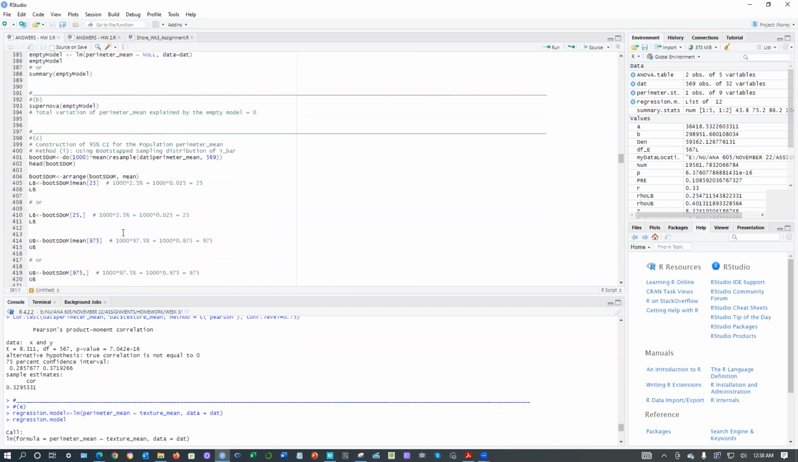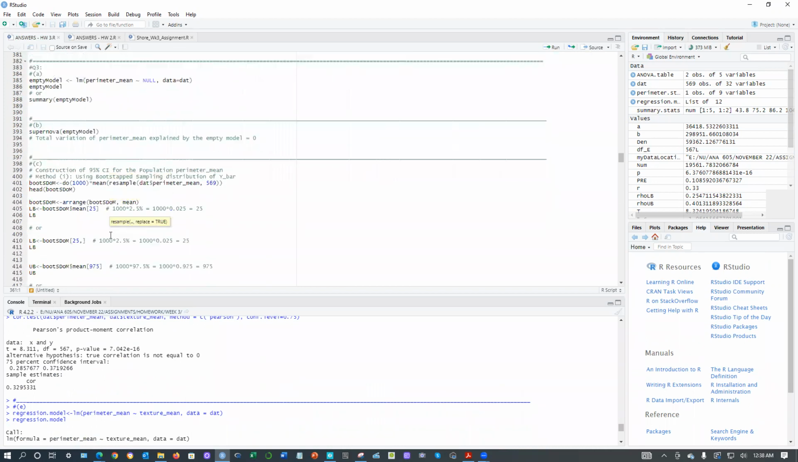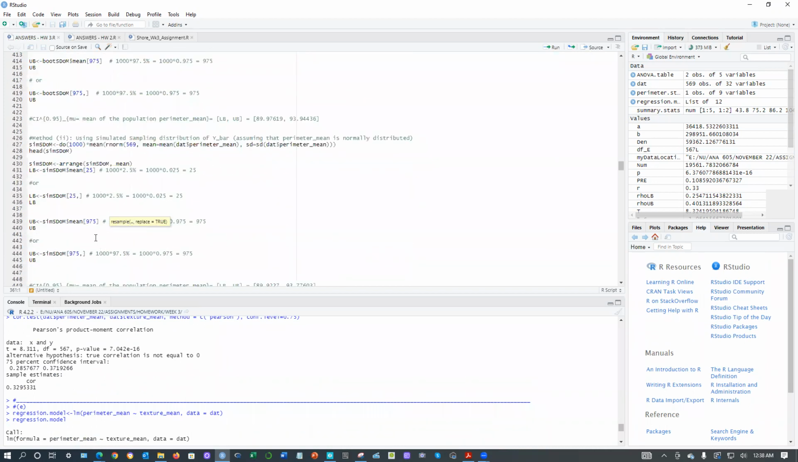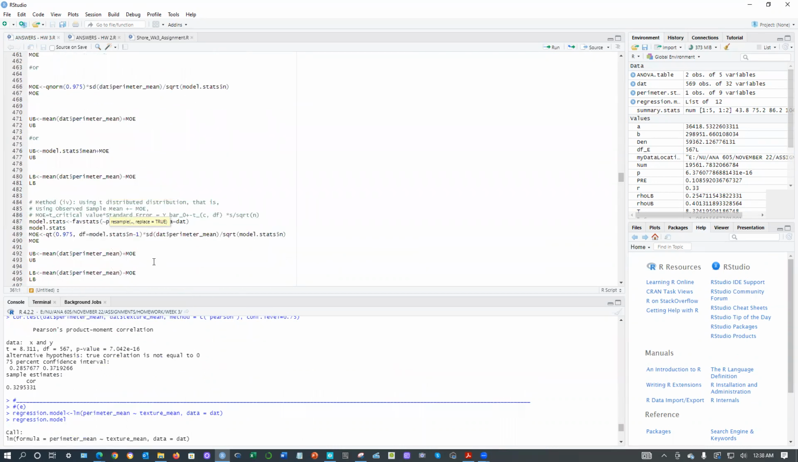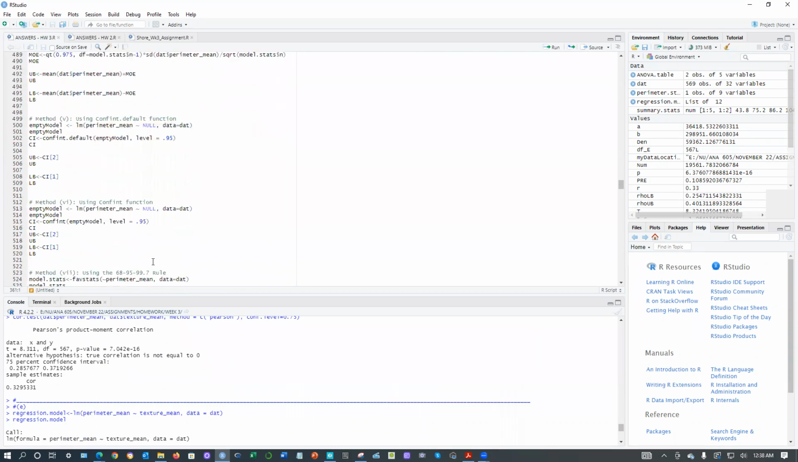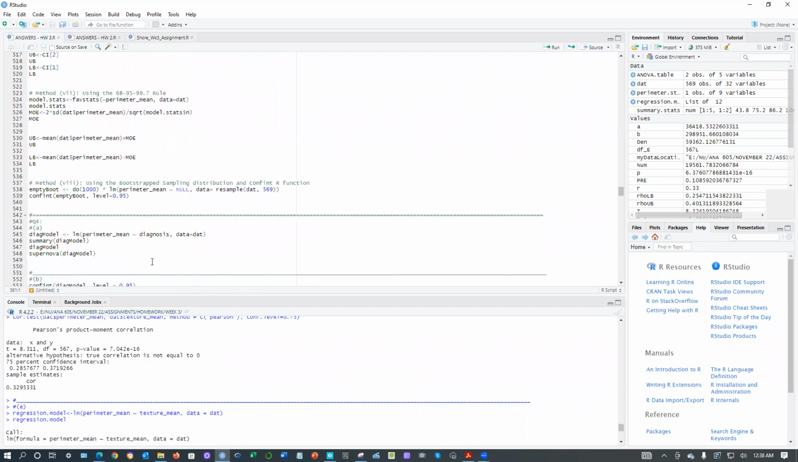Question number three, we already did one. See, parts A, B, C, D. There are so many methods. And then question number four.